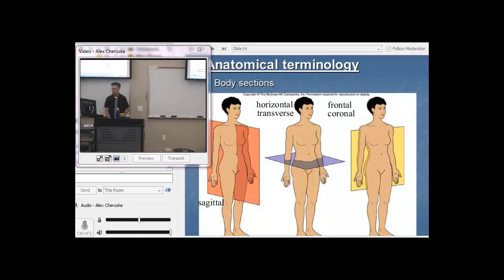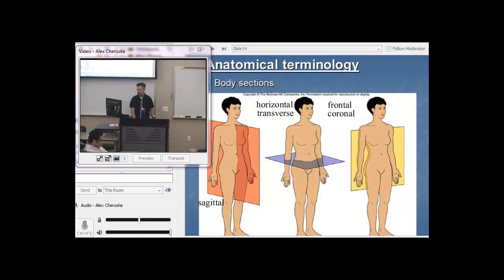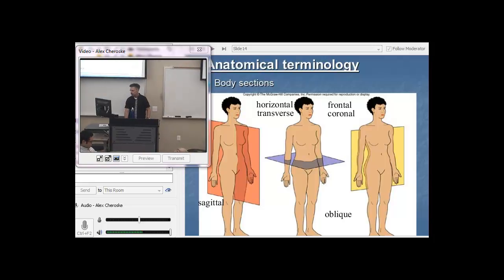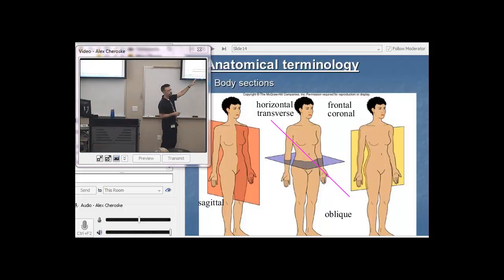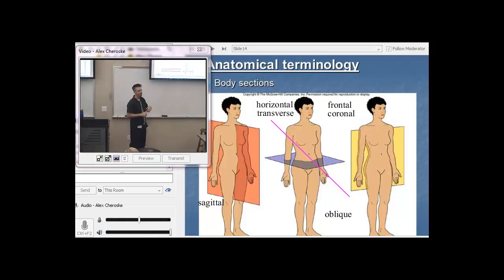There's one more that's not listed on here, but you sometimes see, and that is called an oblique cut. An oblique cut would be something like this. It would be at some other angle different from these, which are normally at 90 degrees, straight up or straight across. An oblique cut would be something else, okay?